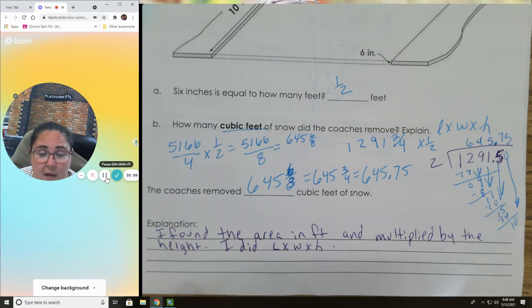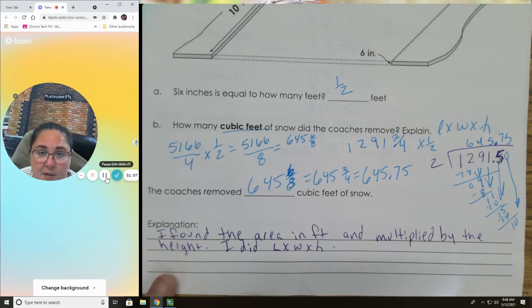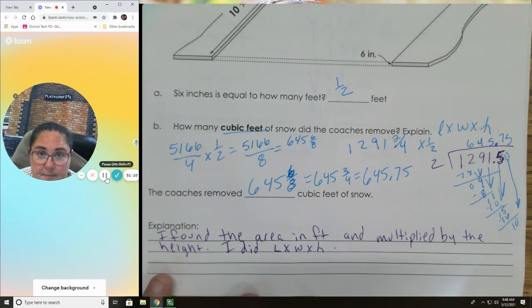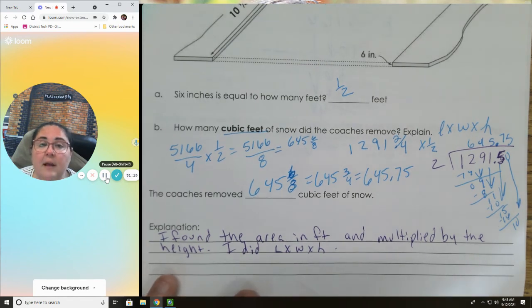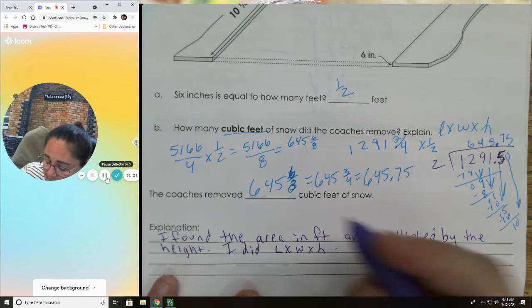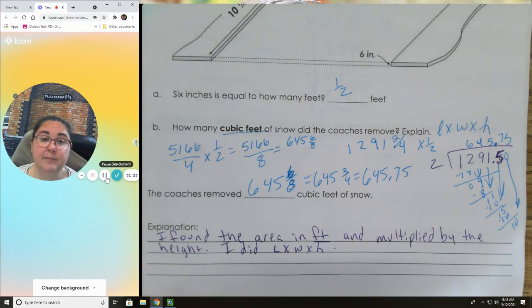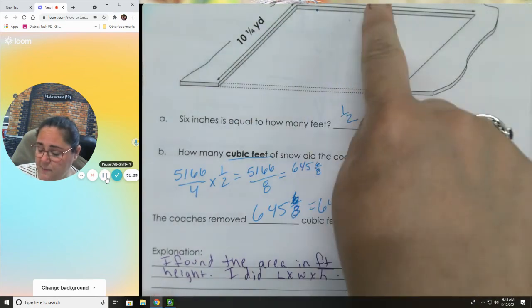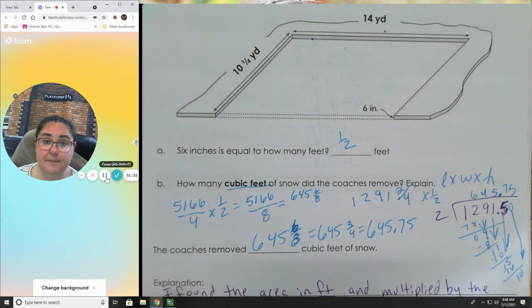Do not tell me I used question 2B to help me answer this question. No, that's not good enough. You need to tell me mathematically what your steps are. You need to tell me that you found the area and then you multiplied by the height. You found the area in feet specifically and you multiplied by height. Don't tell me that I just did 10 1/4 times 14 times 6, because you didn't. That's not what you did. Okay?